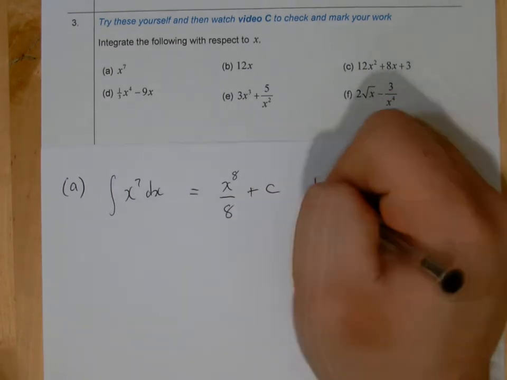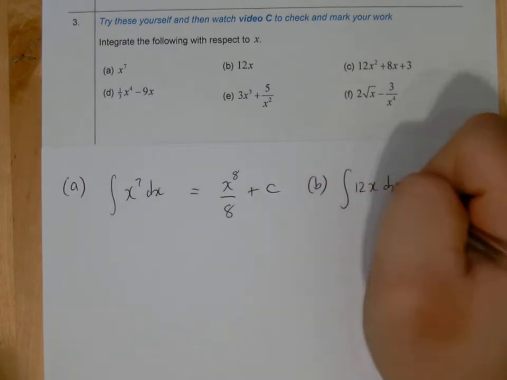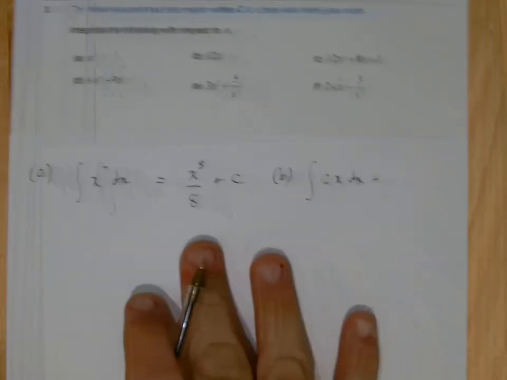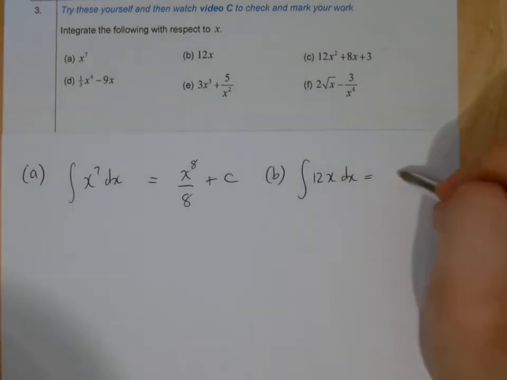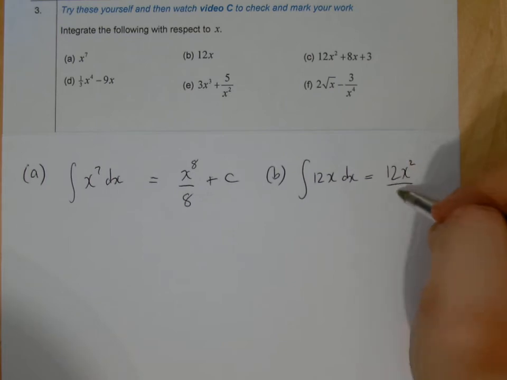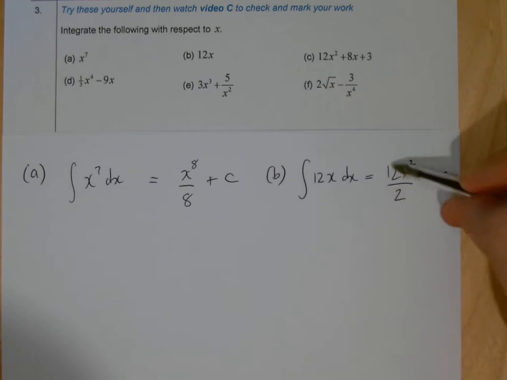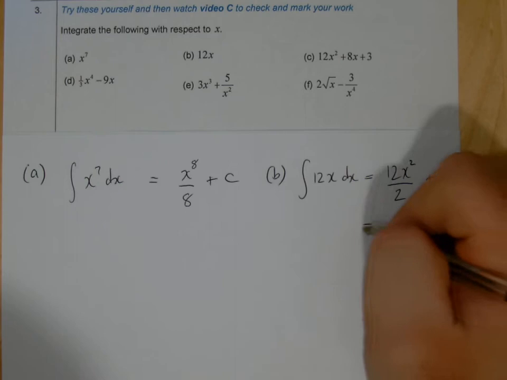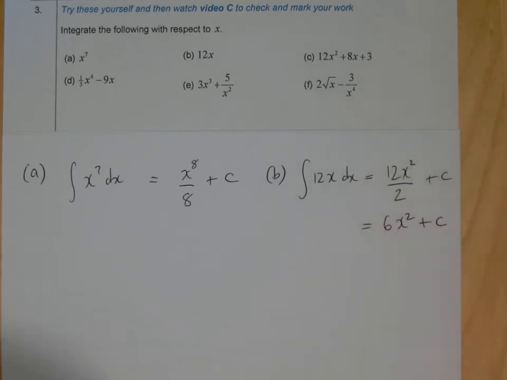With b, the integral of 12x with respect to x. Here the power is 1, yeah? That's what we recognize. So when I add 1, it'll be 2, so it'll be squared. Divide by that new power, which is 2, and then plus the constant. You've got then 12 divided by 2, which is 6. You can simplify that to be 6x squared plus c. So that's what we're looking for there.